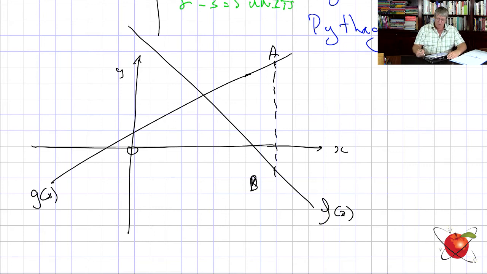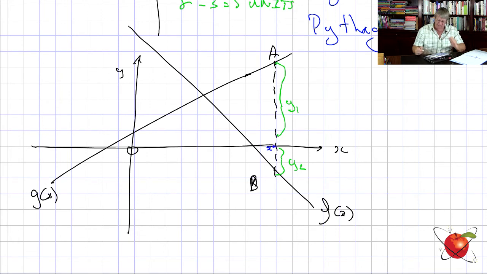Well, let's just break it down. The length of AB is, first of all, we're looking vertical, so I'm looking at y's. So this length here is going to be y1, and this is y2. So the length of the line is going to be y1 plus y2. Agreed? y1 plus y2. Well, how do I find it? Well, I know what the x value is.